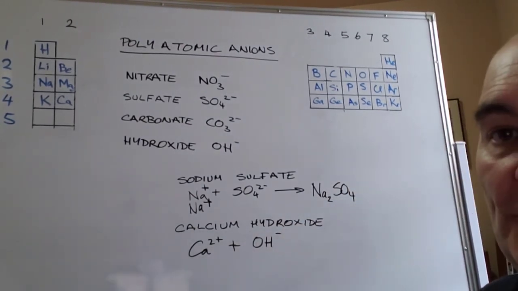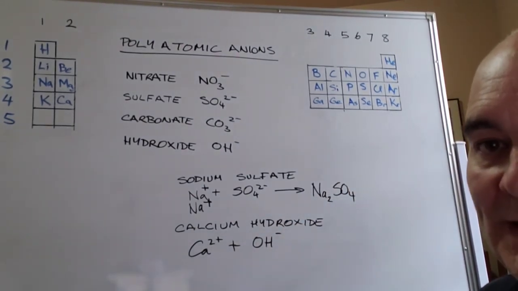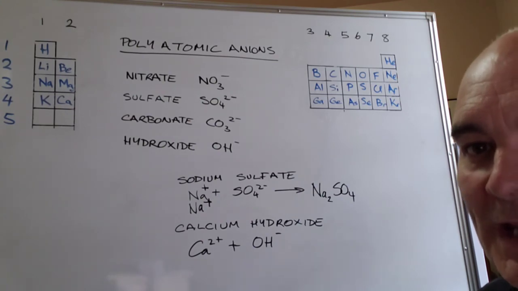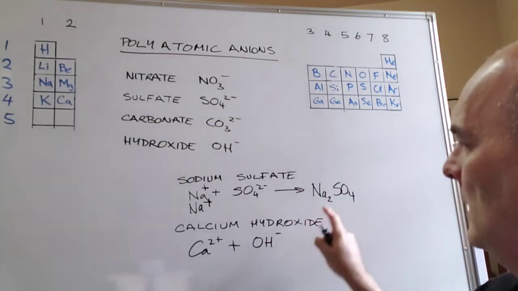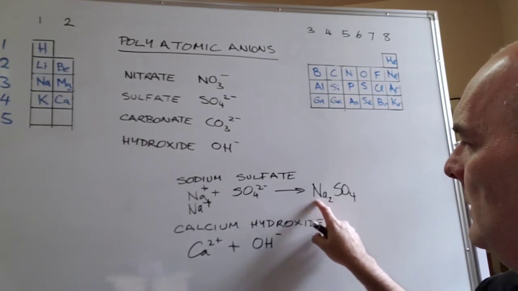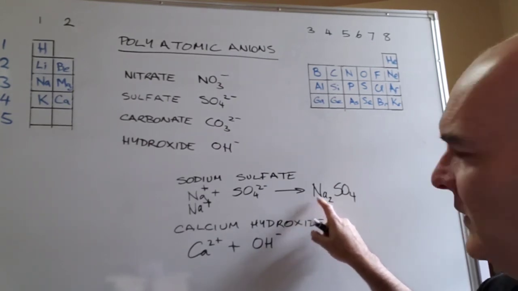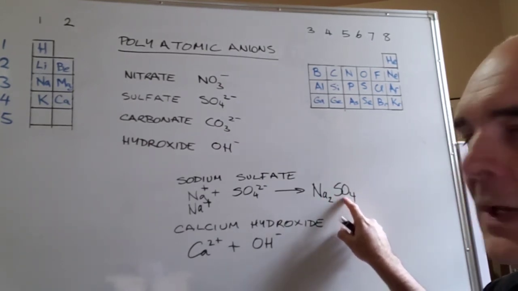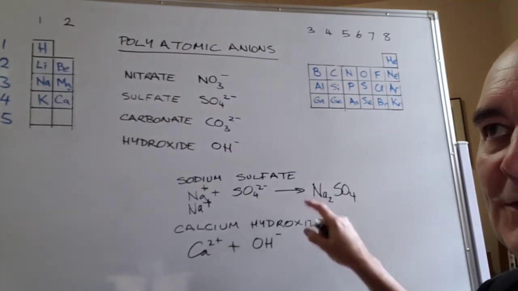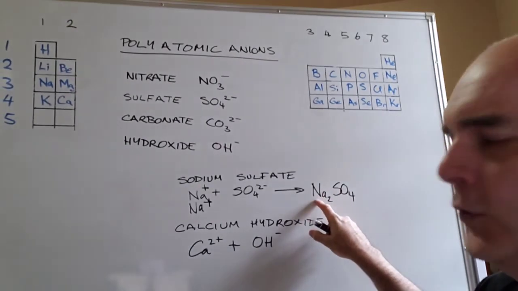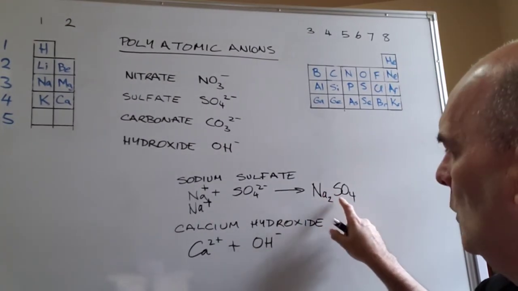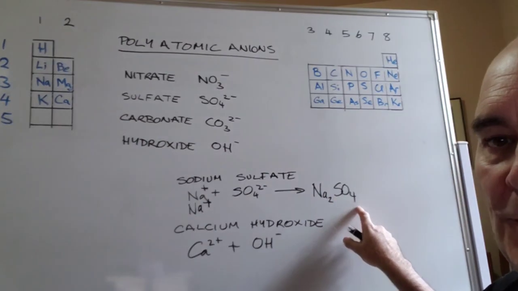So the chemical formula for sodium sulfate is Na2SO4. This 2 multiplies the sodiums in front of it. That 4 multiplies the oxygens in front of it. Sodium sulfate contains 2 sodiums, 1 sulfur, 4 oxygens.